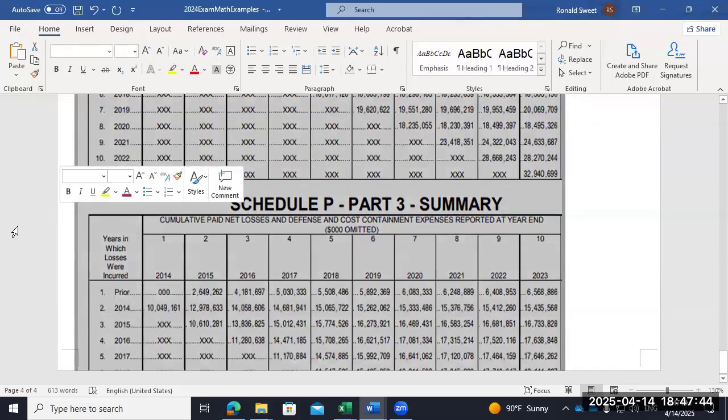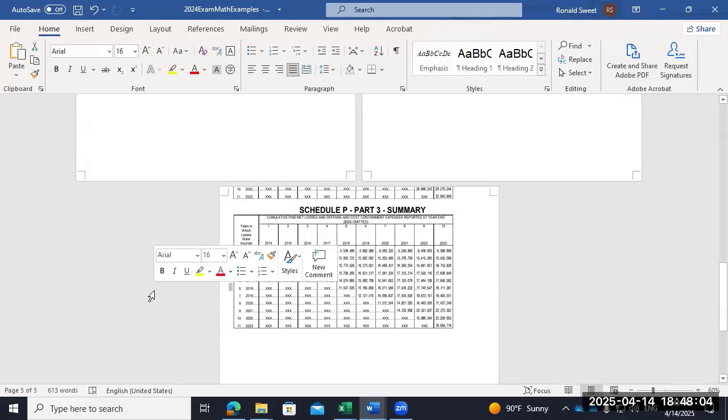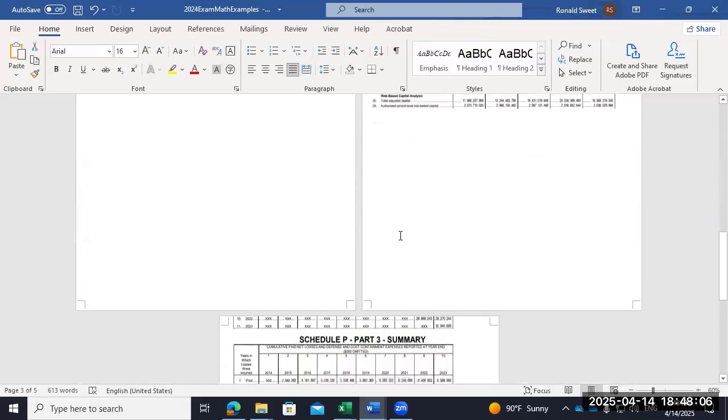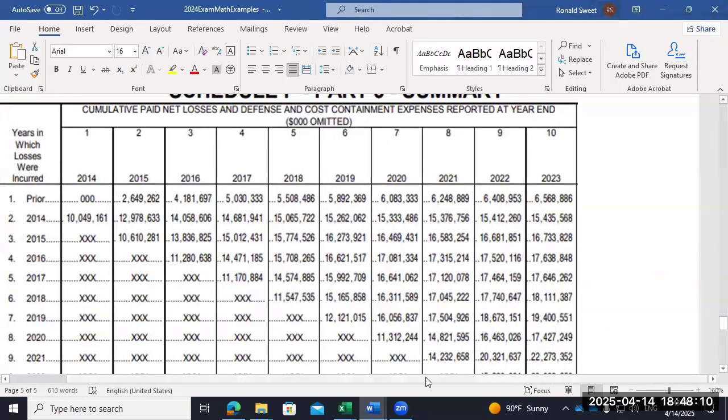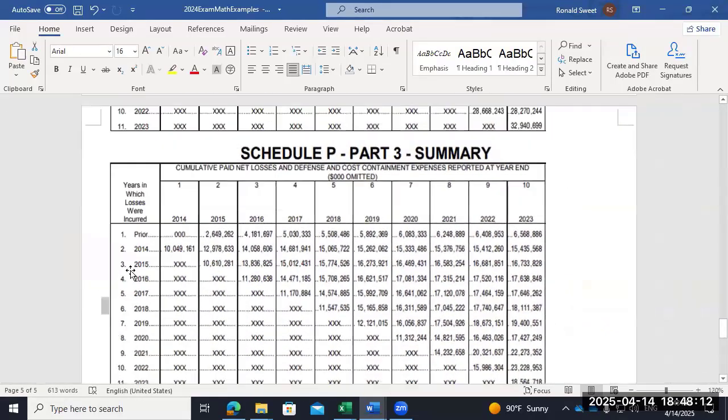Yeah, for some reason my computer is frozen. Yeah, that's the problem. I'll have to fix this before I put it out there.